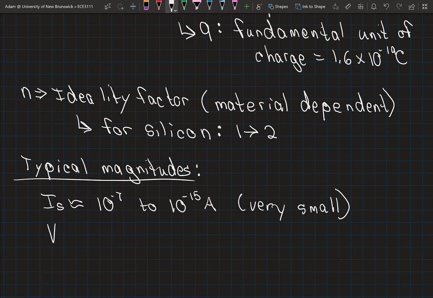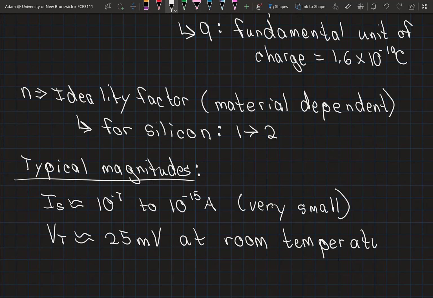The thermal voltage, VT, we often just use 25 millivolts as close enough for the thermal voltage at room temperature. For most of our purposes, we'll treat the device as working at room temperature, and at room temperature you can do the calculation. The thermal voltage is approximately 25 millivolts.